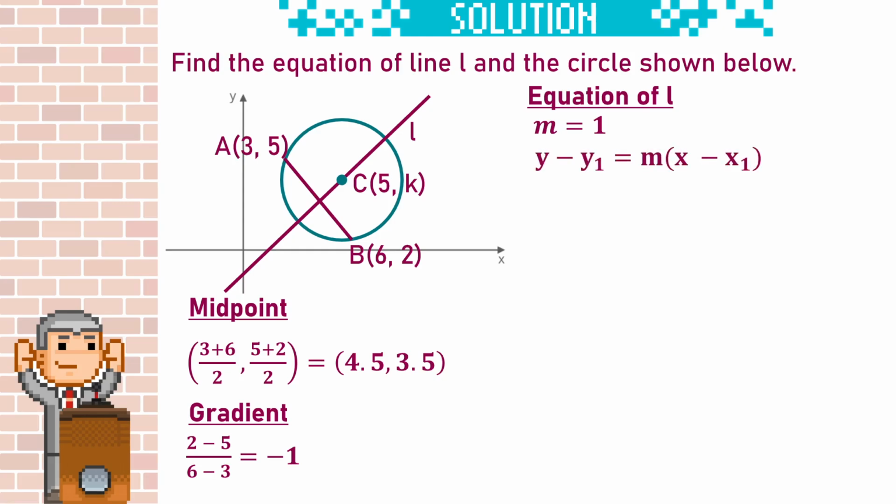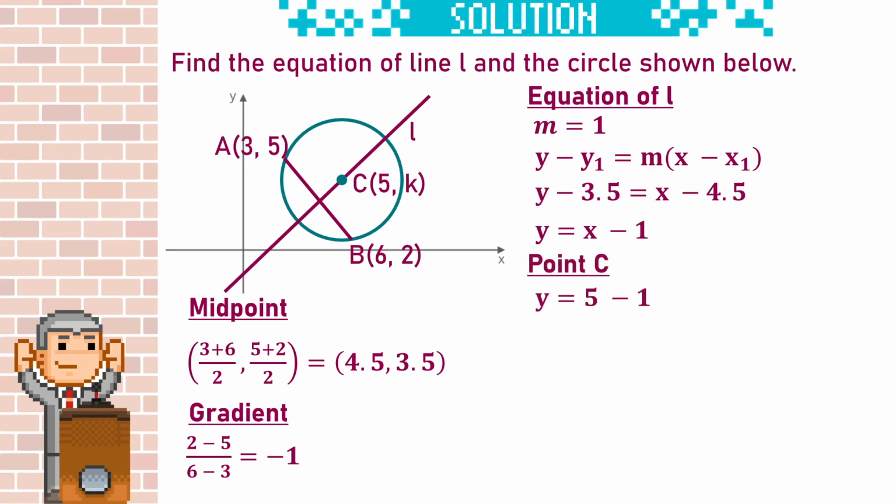Then we use our equation form, because we know the midpoint, which will lie on the line, and we know the gradient, we can substitute those in, and we find that y equals x minus 1. Now, we know that the centre of the circle has x coordinate 5, so to find the y coordinate, we can substitute in the 5, and we find that the y coordinate will be 4. So the centre of the circle will be at (5, 4).